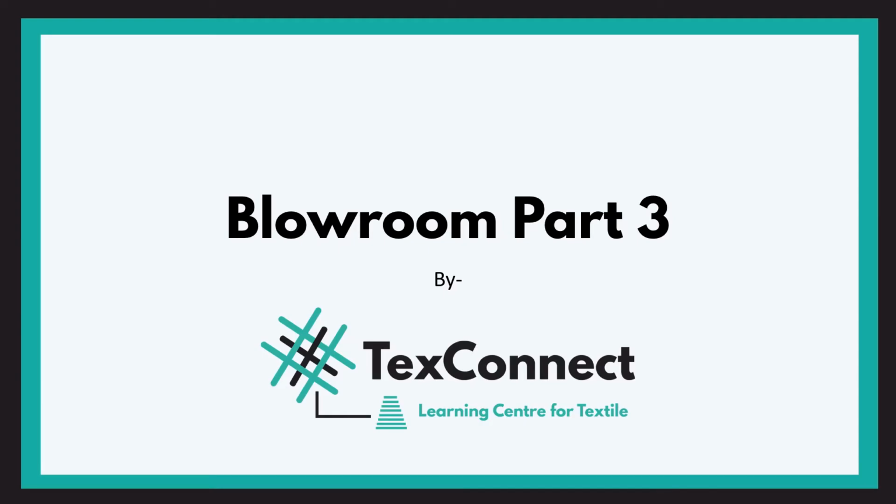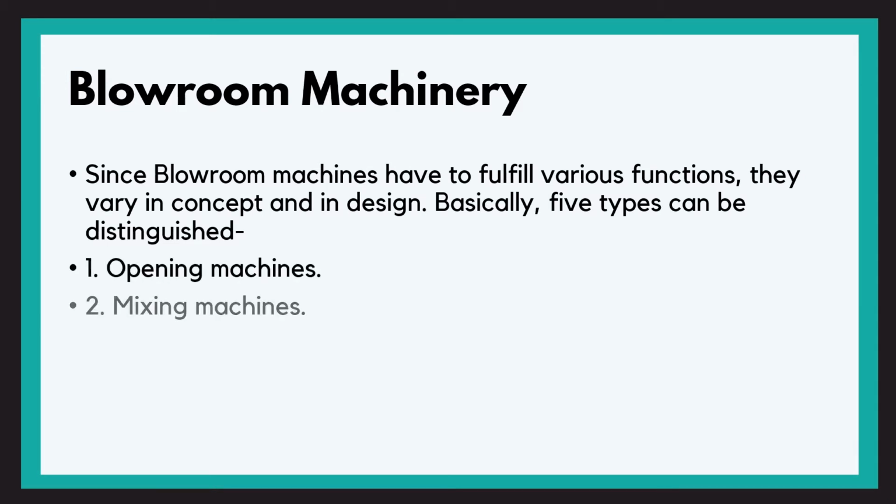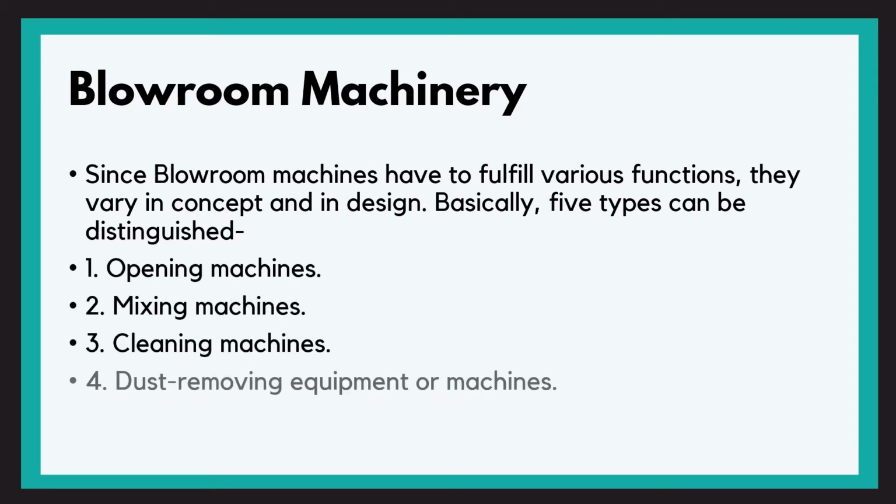In the past two videos, we have seen the purpose of the blowroom line along with its components that carry out the necessary action needed for the spinning process. Let's begin with the machines in the blowroom. Now these machines have a different purpose and design, and there are a lot of them involved. Accordingly, they are distinguished as follows: opening machines, mixing machines, cleaning machines, dust removing equipment or machines, and recycling machines.